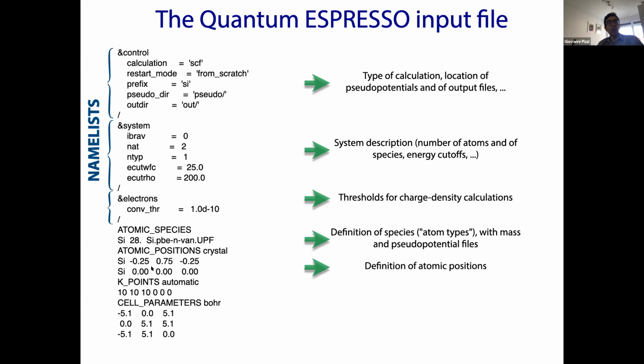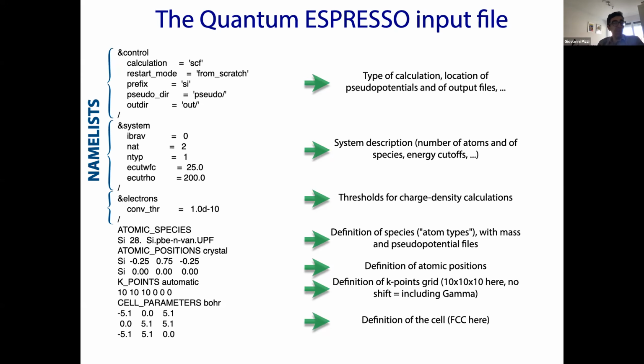Then you define the atomic positions. You have different ways of defining them. Again, go to the documentation if you never saw it. For each atom, you define three coordinates, either in relative or crystal coordinates, or you can also define them in angstrom. You define how many k-points you want. Here, for instance, you say 10 by 10 by 10 k-points, and 0 0 0 means don't shift, so include also Gamma. And finally, if you use ibrav 0, you have to also say what your cell is. Here I'm defining, for instance, the cell in Bohr, and that's an FCC cell. If you try to write it down, that's an FCC cell.